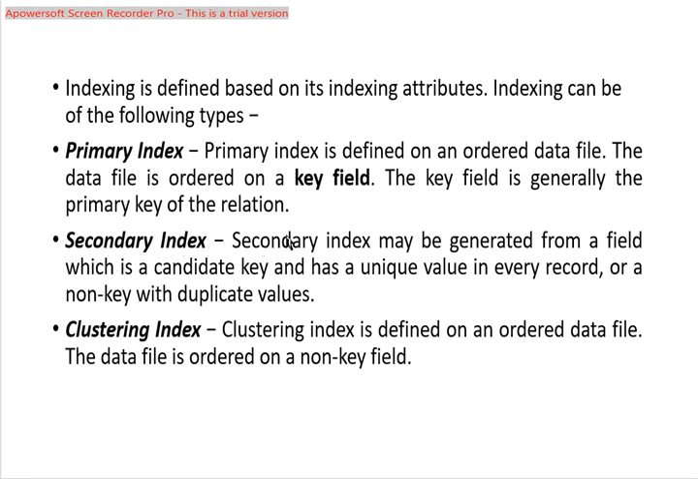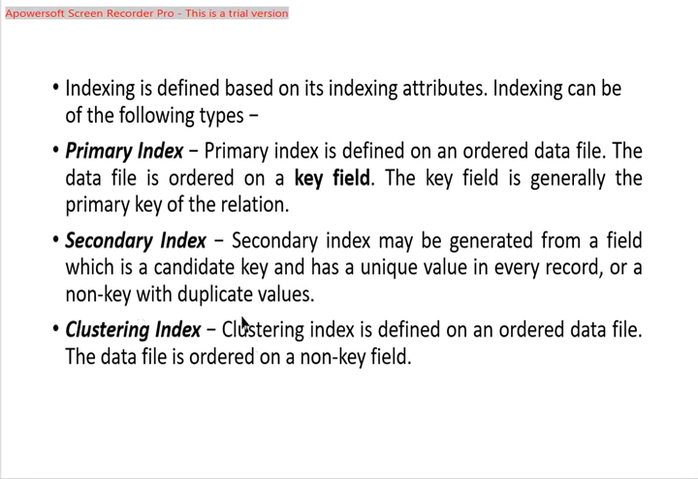Now secondary index. Secondary index will be generated from the field which is a candidate key and has a unique value in every record, or a non-key with duplicate values. So it is not actually a key, it is a non-key which contains duplicate values. Now the clustering index. Clustering index is defined on an ordered data file. Primary index is also defined on an ordered data file, and clustering index is defined on an ordered data file as well. The data file is ordered on a non-key field. You might find some similarities in secondary index and clustering index, like the data file is ordered on a non-key field, or a non-key field with duplicate values.